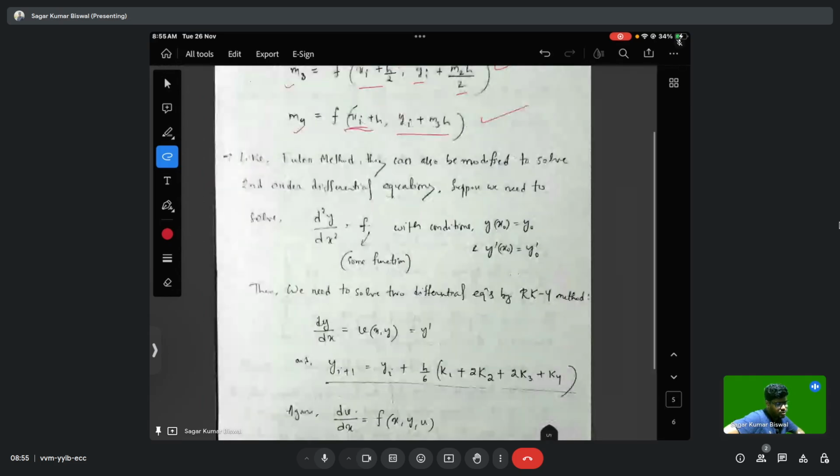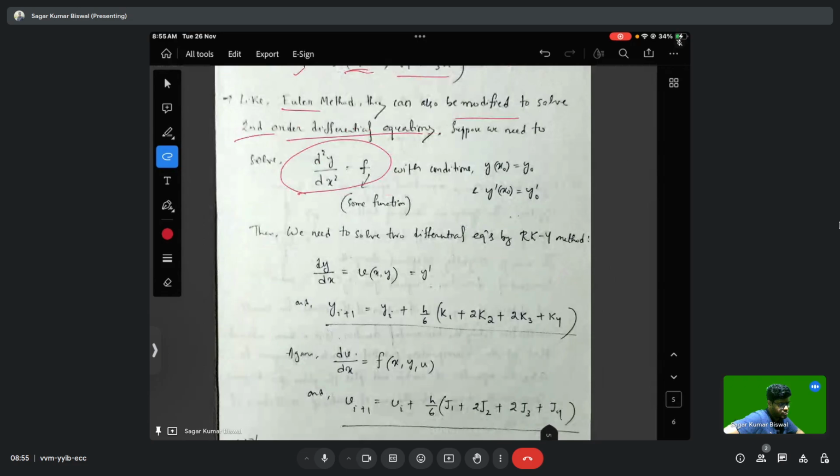Like this Euler method, you can also use this RK4 method to solve second order type differential equations. Suppose this is your differential equation with the initial conditions given to you. The initial conditions will be like this: y(x0) will be y0, and y dash x0 is the derivative of the function at the point x0, which will be y dash 0.